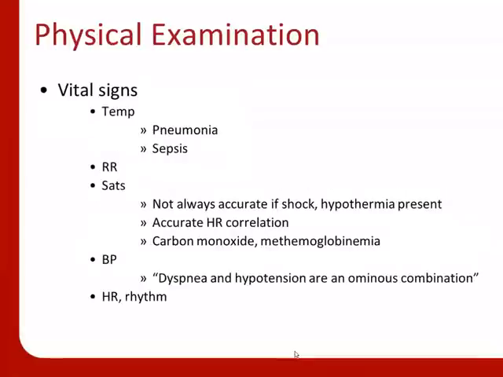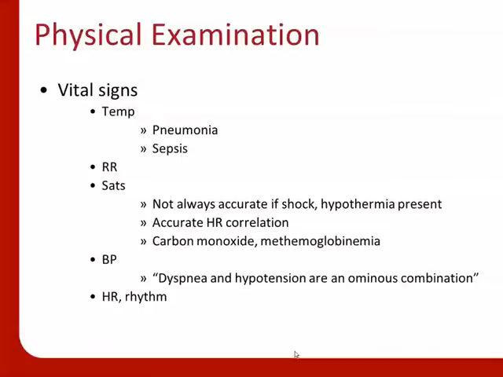Generally, the vital signs can give you some idea of how sick they are. If they're febrile, you always worry about pneumonia or sepsis. If their SATs are low, obviously you're looking into that. But if they're very hypotensive or hypothermic, it may not completely correlate. And you want to make sure that the heart rate that shows up as you're checking their pulse is what shows up on the pulse ox monitor.